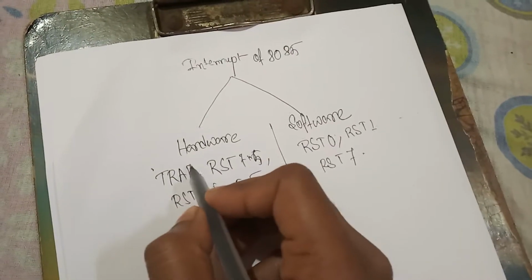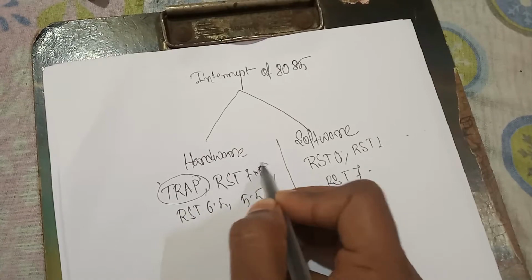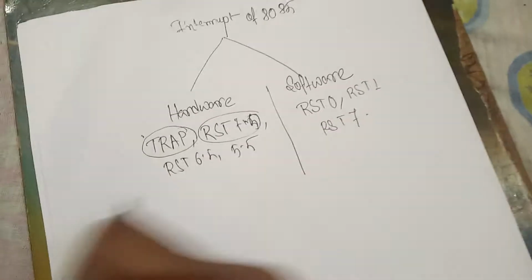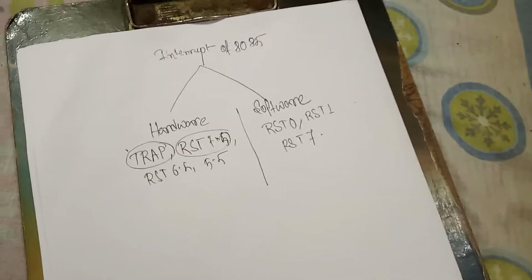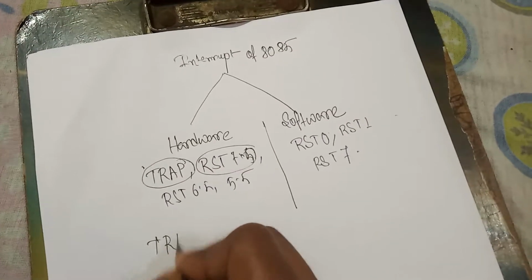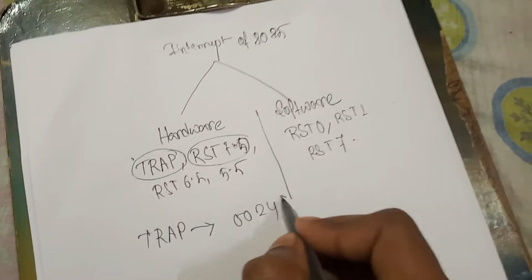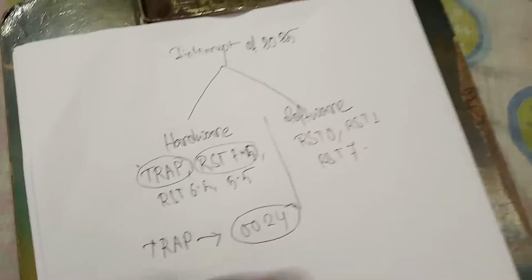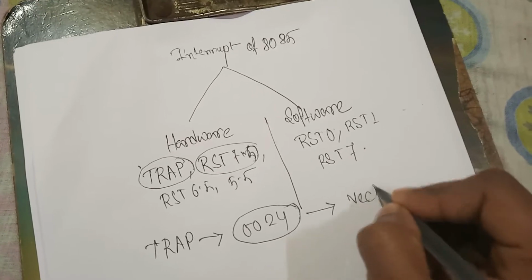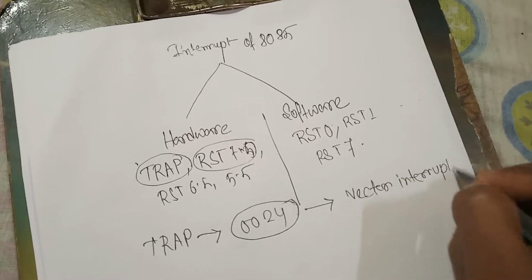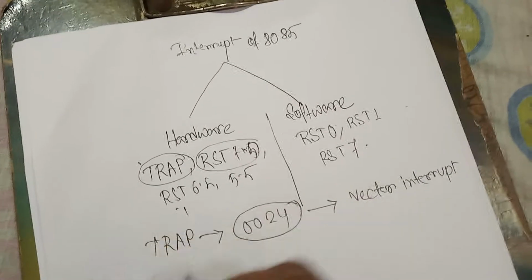Vector interrupt means that, for example, TRAP, RST 7.5, has a specific address. Like the TRAP address is 0024, so it has a specific address. So TRAP is also known as a vector interrupt.